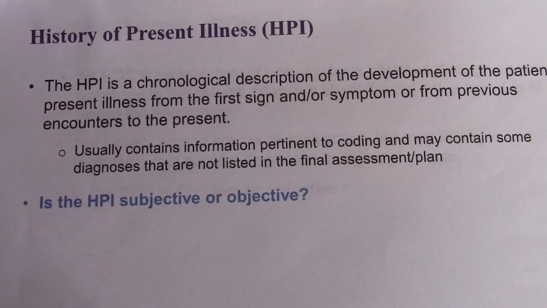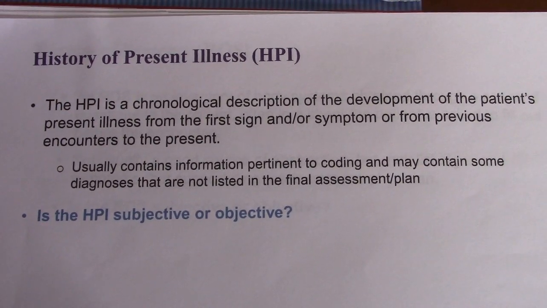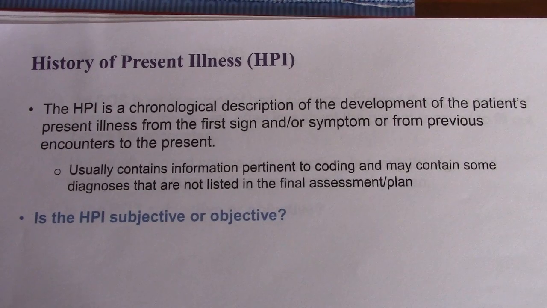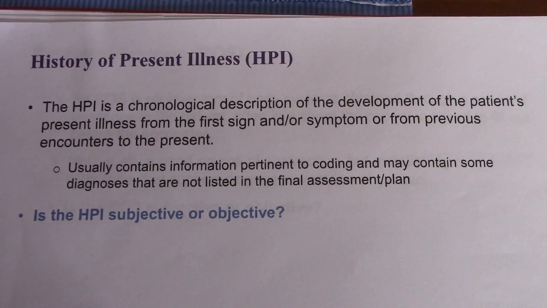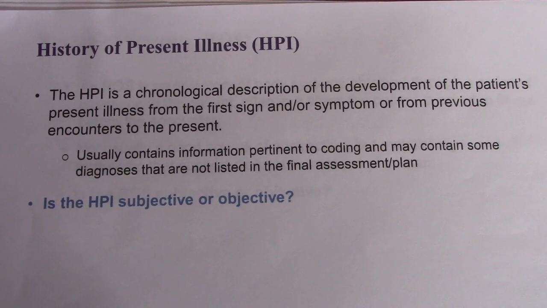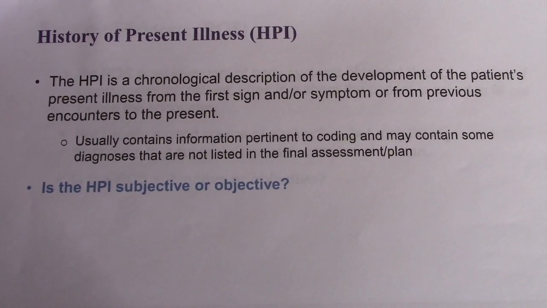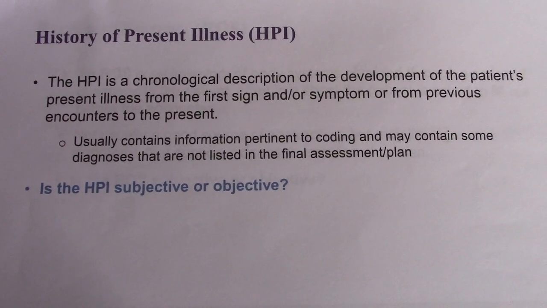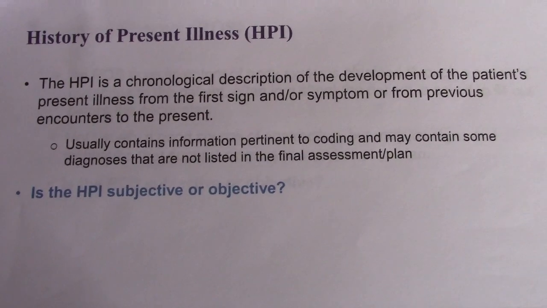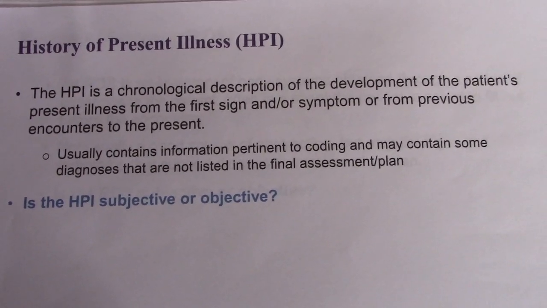History of present illness is a chronological description of the development of the patient's present illness from the first sign and or symptom or from previous encounters to the present. Usually it contains information pertinent to coding and may contain some diagnoses that are not listed in the assessment or plan. So is the history of present illness subjective or objective?